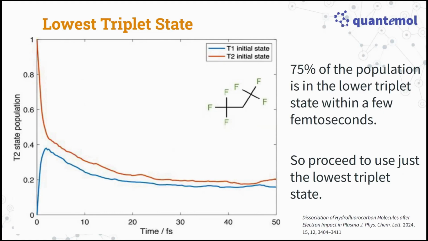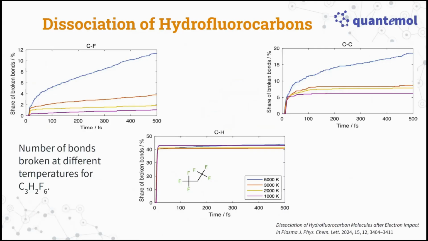And so a nice little assumption to save quite a lot of computational time, quite a lot of computational power, is saying, okay, this happens on a range of 50 femtoseconds. What if we say it's actually 0 femtoseconds and we just run everything on the lowest triplet state? And so they did this, and we had these dissociation yields for the molecule without the double bond. And we see that the CHs break the most, CCs break a medium amount.